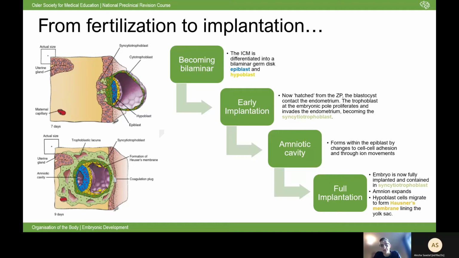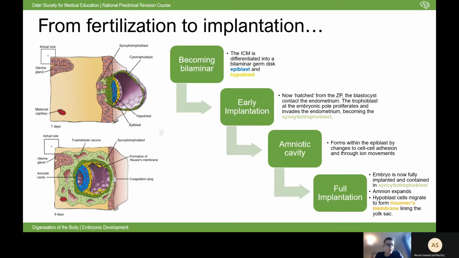We get two populations emerging within that trophoblast. Those are the cytotrophoblast, which lines the blastocyst, and the syncytiotrophoblast, which invades into the endometrial wall. And it does this by breaking down cell-cell adhesions and cell walls to become a syncytium, which is one very, very large cell formed from numerous smaller cells that merge, and it has many nuclei.